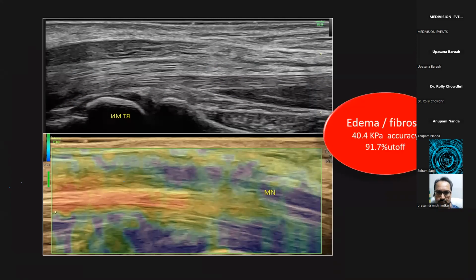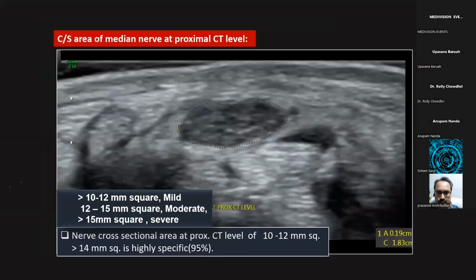Elastography, I don't have much experience, but I know the nerve becomes stiffer, and if the shear wave velocity is more than 40 kilopascal, then it's sensitive, accurate in 91% of cases. We take the cross section of the nerve at the level of the carpal tunnel inlet. 10 to 15 square millimeters is mild, 15 to 20 is taken as moderate, and more than 50 is taken as severe.